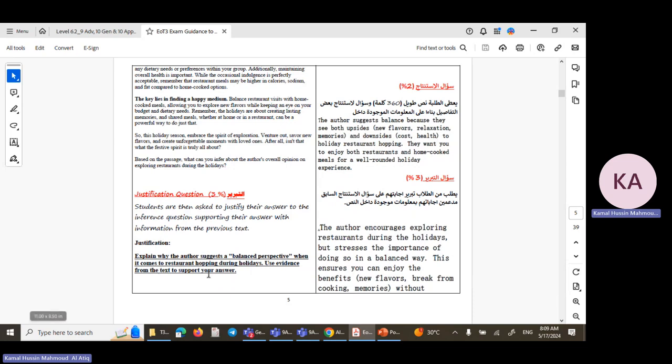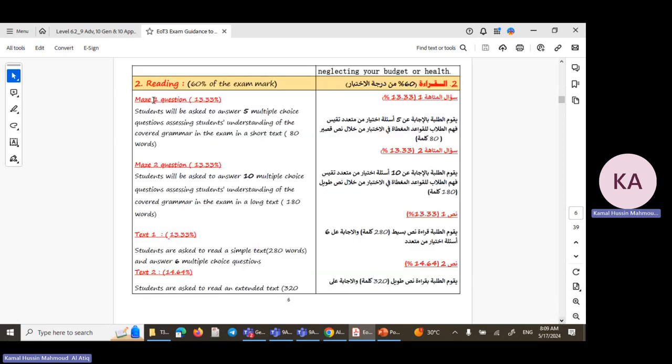Use evidence. This is a logical answer, or a model answer, or a suggested answer. The author encourages exploring restaurants during the holidays, but stresses the importance of doing so in a balanced way. This ensures you can enjoy the benefits, new flavors, a break, and something else. You need to quote from the text.